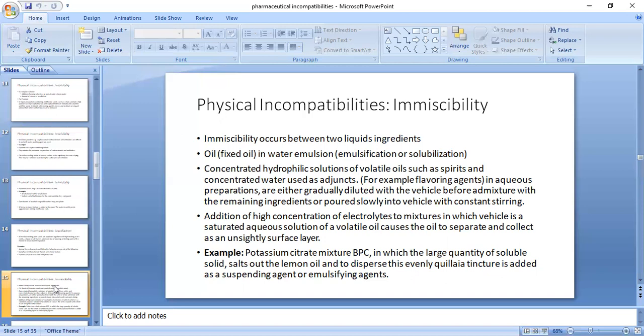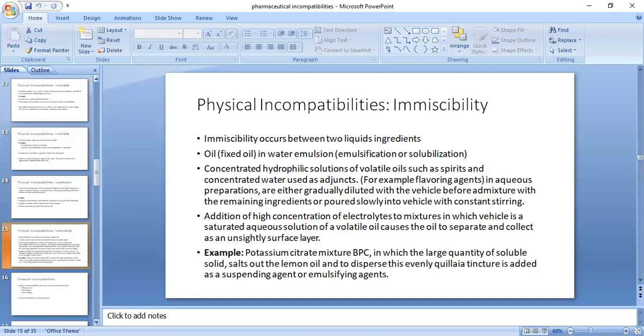Example, potassium citrate mixture in which the large quantity of soluble salt sorts out the lemon oil and disperses this evenly. Quillaia tincture is added as a suspending agent or emulsifying agent. These points should be cared about in physical incompatibilities.